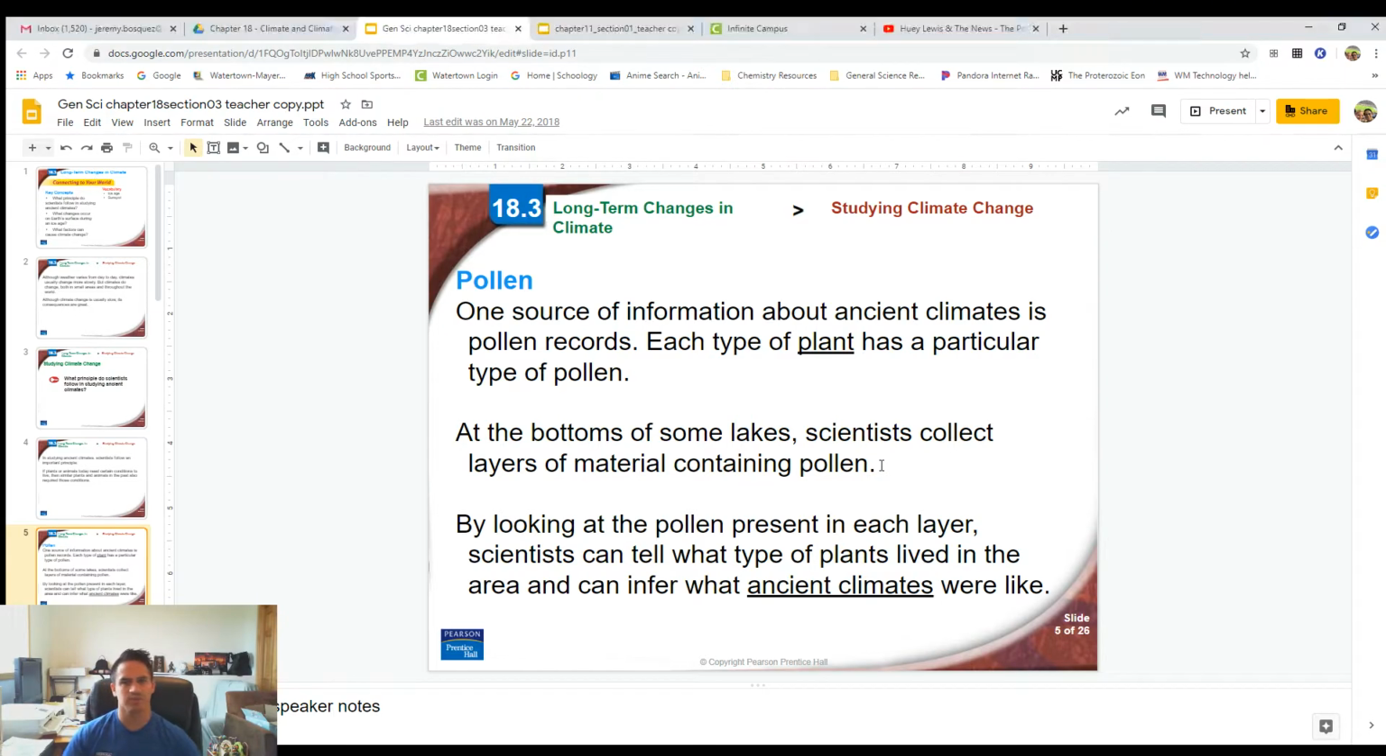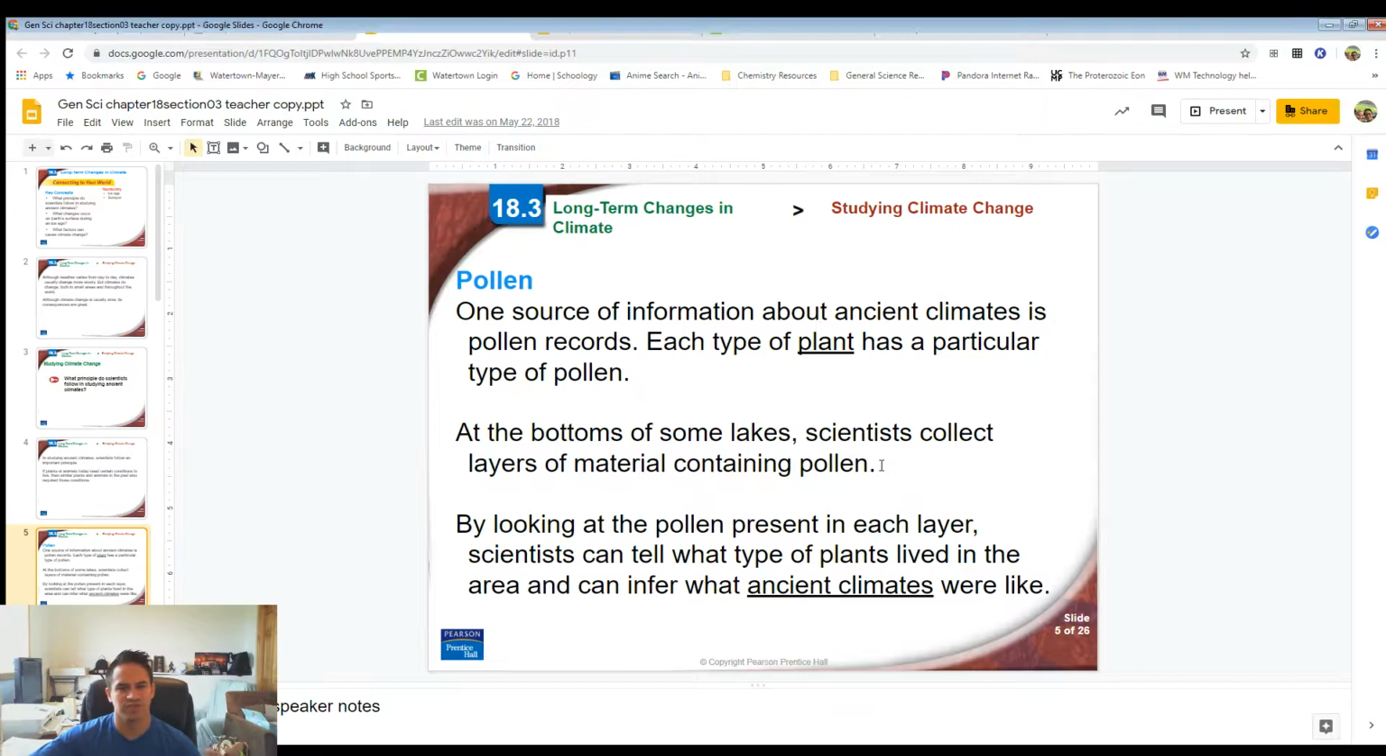Versus if there are other layers where there's very little or no pollen, it could tell us that during that time there was not a whole lot of plant growth. Maybe temperatures were cold and things were frozen, or maybe there was a long period of no rainfall or very little water. So again, very, very poor plant growth, stuff like that.